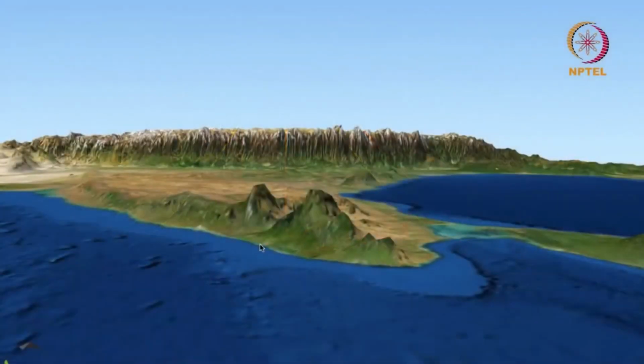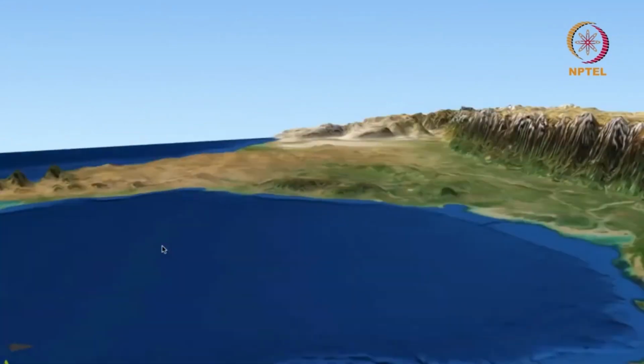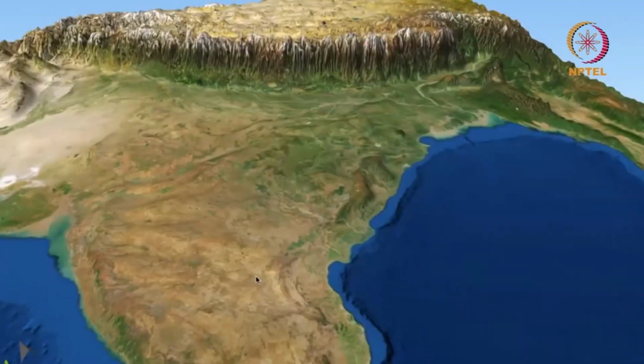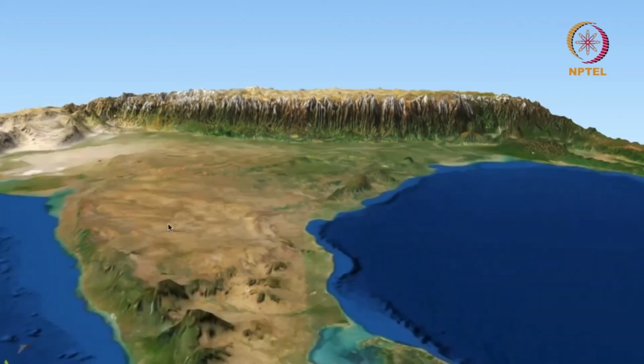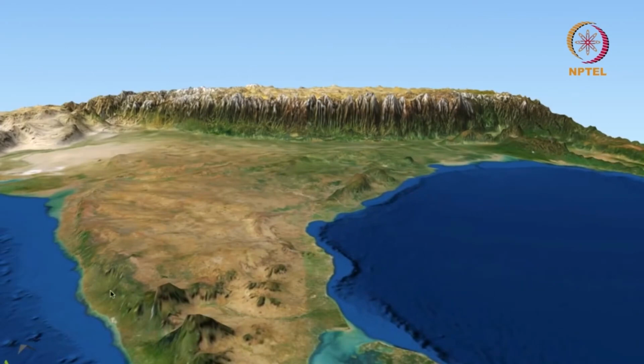Now if we consider the Western Ghats, we'll find that the windward side, that is this portion, will receive an intense amount of rainfall, whereas the leeward side, which is this portion, will receive very little rainfall. And you can even observe that in the satellite imagery, the windward side is very green in color and the leeward side is yellowish in color, showing that there is less vegetation in this portion.